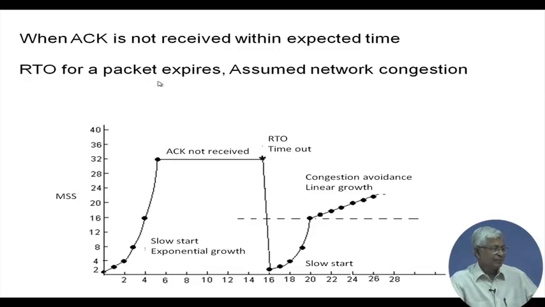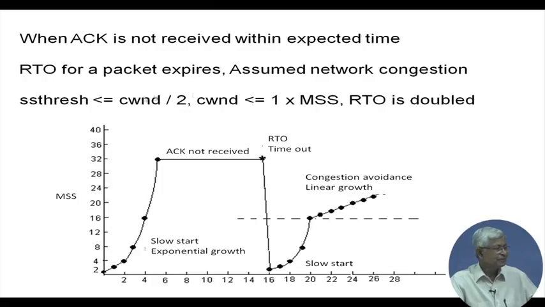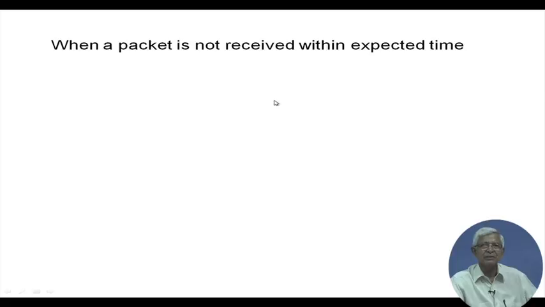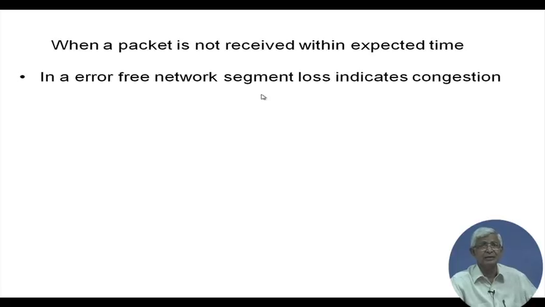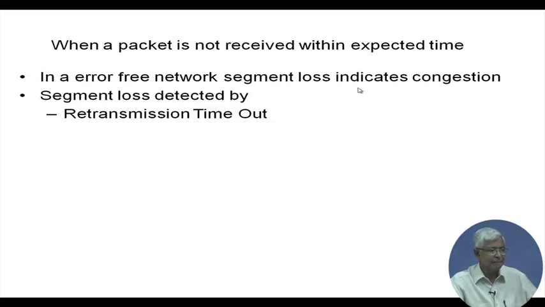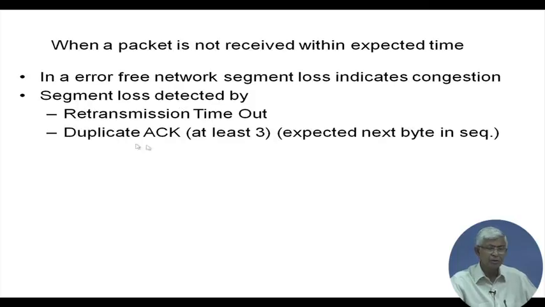When RTO for a packet expires, network congestion is assumed. So, SS threshold is reduced to cwnd by 2, whatever cwnd was there, and cwnd is reduced to 1, though in actual case today's scenario it is 2, and RTO is doubled. These details, let us not go into. When a packet is not received within the expected time in an error free network, segment loss indicates congestion, that is the TCP protocol, but segment loss is detected by retransmission timeout or duplicate ACK.